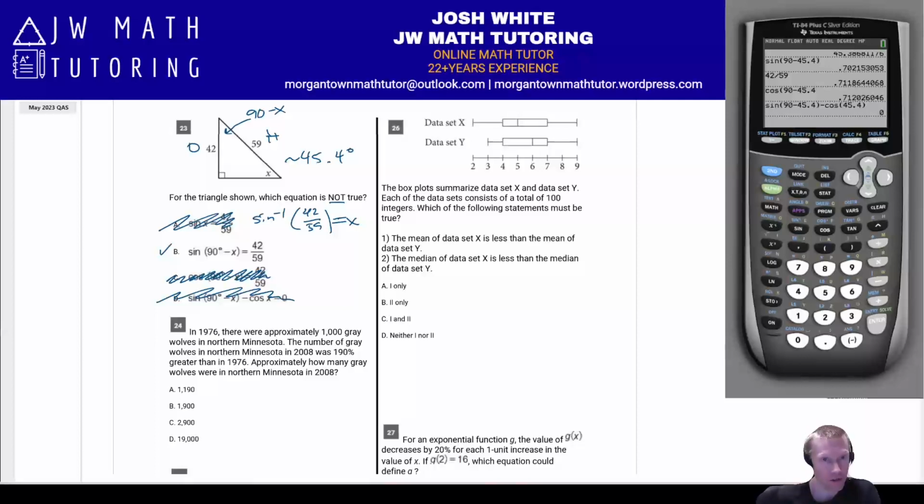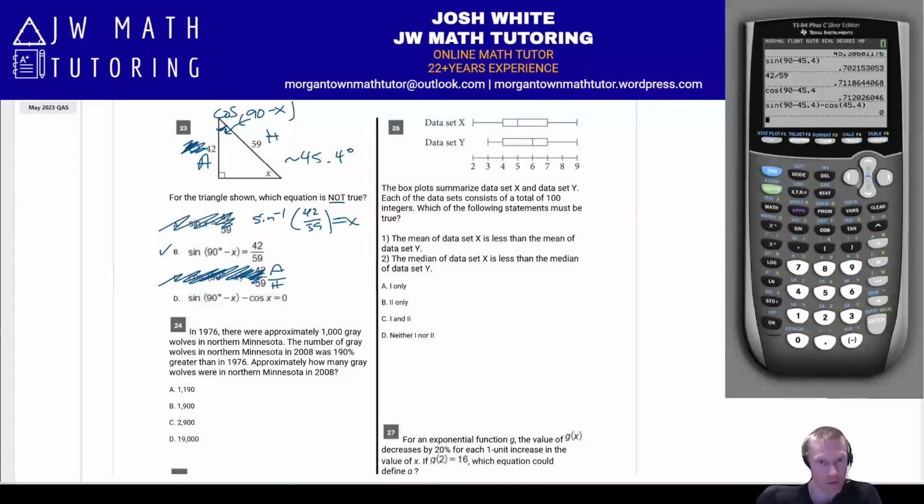So when you look at the other answer choices, specifically I'm talking about C and D, the cosine of 90 minus x, that's going to be the cosine of this angle up here. And the cosine of this angle is going to be equal to its adjacent side. So in terms of the 90 minus x angle, we have the adjacent side of 42 over the hypotenuse of 59. So letter C is true, based on the 90 minus x angle up here. Therefore, it's not the correct answer to the problem.